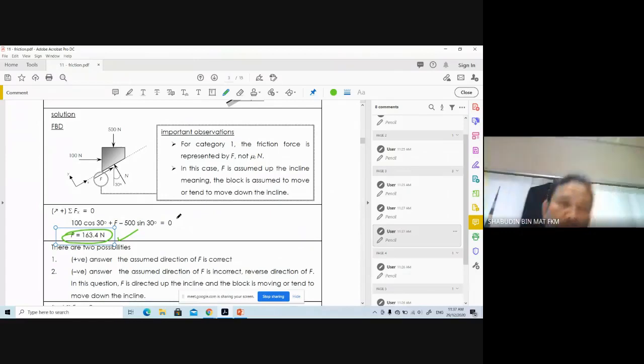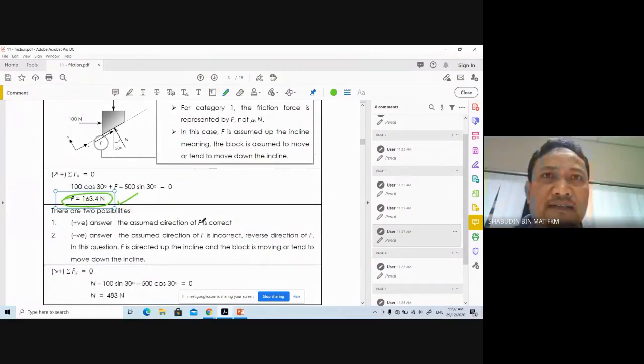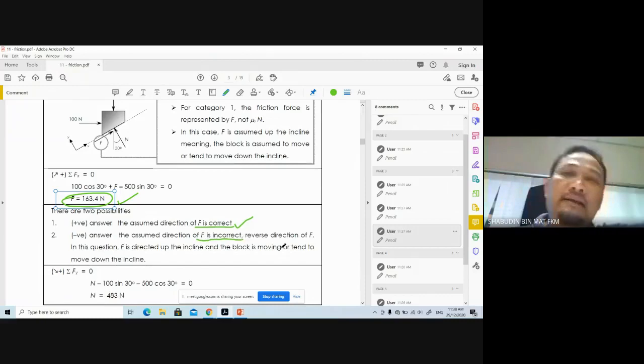Either the object is falling down or the object is still in statics. A positive answer means F is correct. A negative answer means it is incorrect, so it is in the opposite way, which means the block is in motion. So either it is in statics or it is in motion already. So you can get N first.